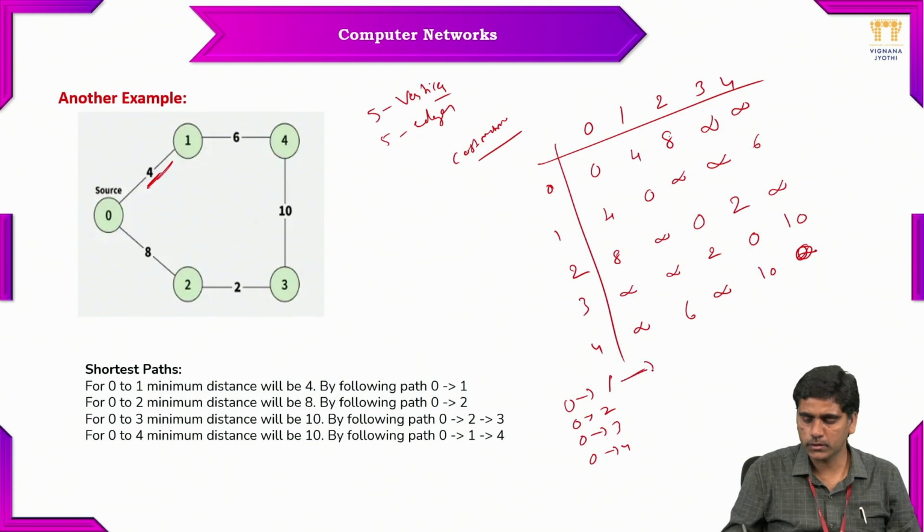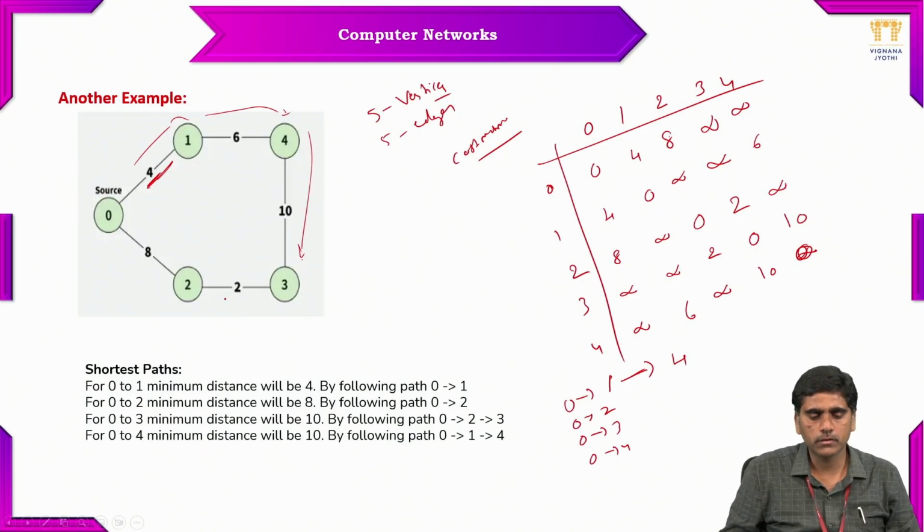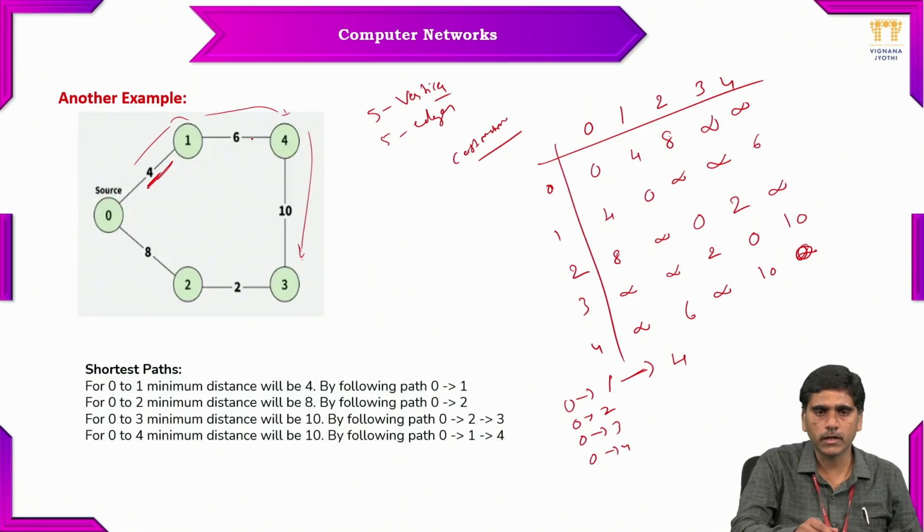So 0 to 1, the shortest distance is 4. Next, similarly 0 to 2. To reach 2, what is the smallest distance? If you go through 0 to 1, 1 to 4, 4 to 3 like this, to reach 2 it is 4 plus 6, 10, 10 plus 10, 20, 20 plus 2, 22. So to reach 2 through that path, 22 is the distance.